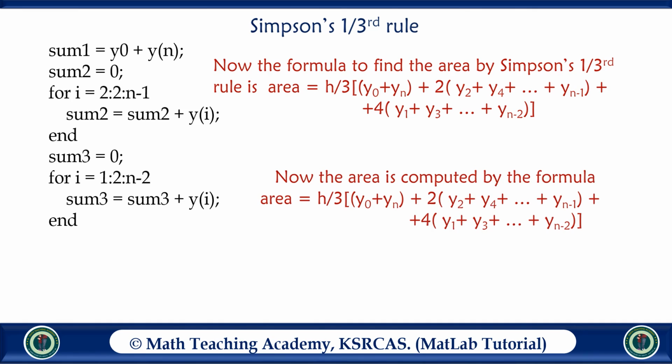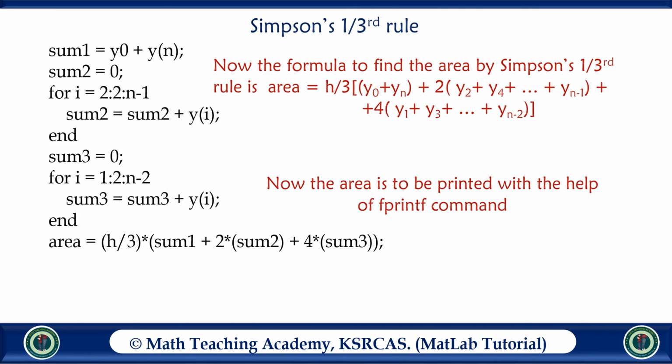Now the area is computed by the formula area is equal to h by 3 into y0 plus yn plus 2 into (y2 plus y4 plus etc. plus yn minus 1) plus 4 into (y1 plus y3 plus etc. plus yn minus 2). So this is achieved by the command area is equal to h by 3 star (sum1 plus 2 star sum2 plus 4 star sum3), because here the sum of the initial and final values is computed in the variable sum1, the even index values are summed by the variable sum2, and the odd index values are summed by the variable sum3.